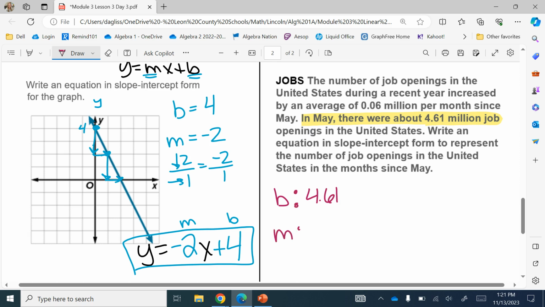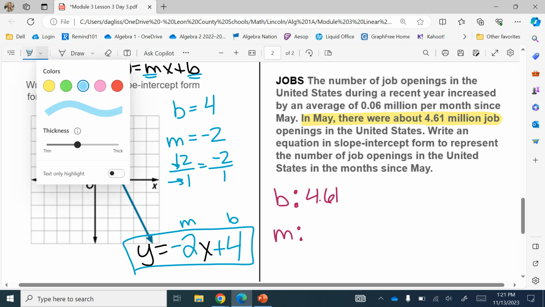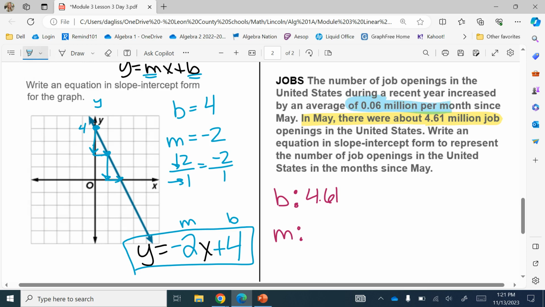Okay, your m, how you move, how you change. How did the jobs change? 0.06 million per month. Okay, that keyword per month tells you how it's changing. Miles per hour, dollars per hour, that shows a change. I'm changing this much by this amount of time. So that tells you it's your slope. Did it increase or decrease? Yes, it increased. So we know it's going to be a positive number. If it said it had decreased, I would have a negative number.